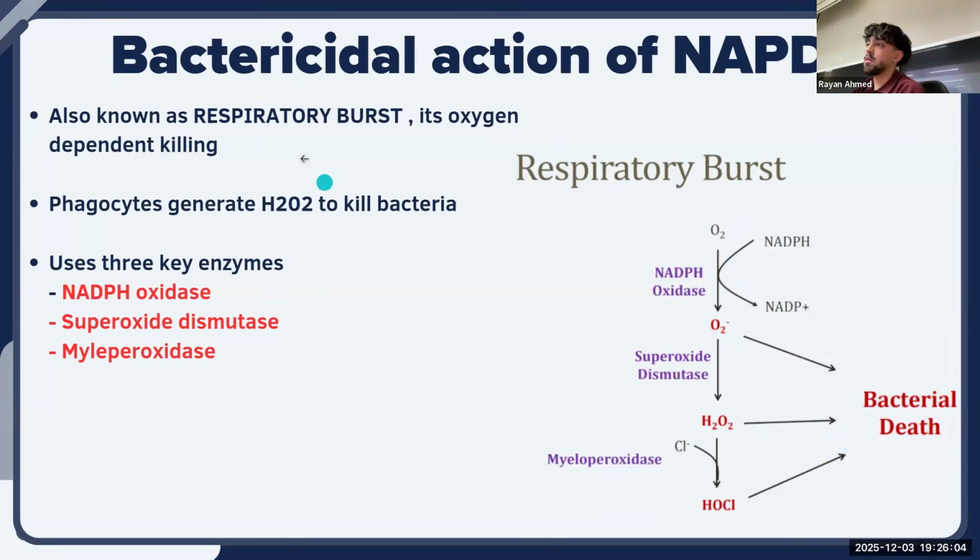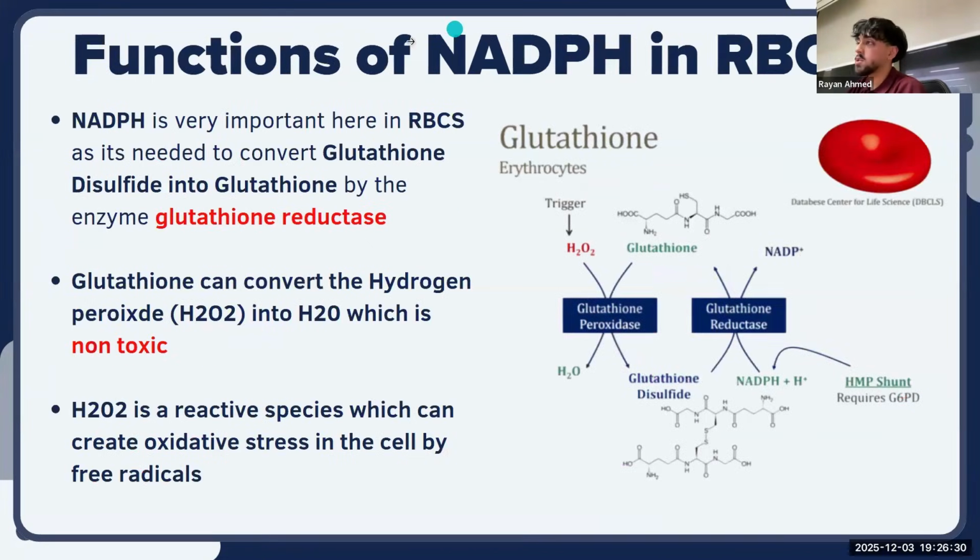This is the whole point of respiratory burst, and it's oxygen dependent killing. Oxygen dependent because without oxygen it wouldn't work. We need an oxygen as well here. And all these pictures are from your slides, so don't worry about that. And I need you guys to remember these enzymes, please. They might give you any enzyme: NADPH oxidase, superoxide dismutase, myeloperoxidase. Just keep any of them in your mind, or keep all of them. That would be better. And the last one, function of NADPH in RBCs.